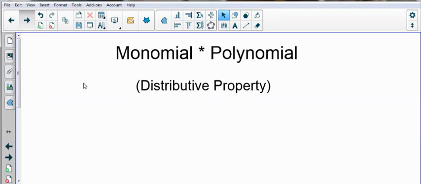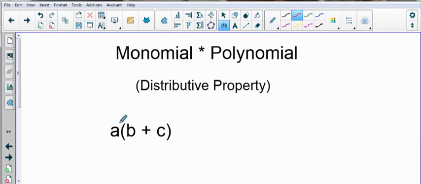All right, so what does the distributive property look like? Well, what that is, we distribute the multiplication. So first thing I'm going to do is take a times b, that's a positive a times a positive b. And then I'm going to take positive a times positive c, which is a positive a times c. That's how you do the distributive property.